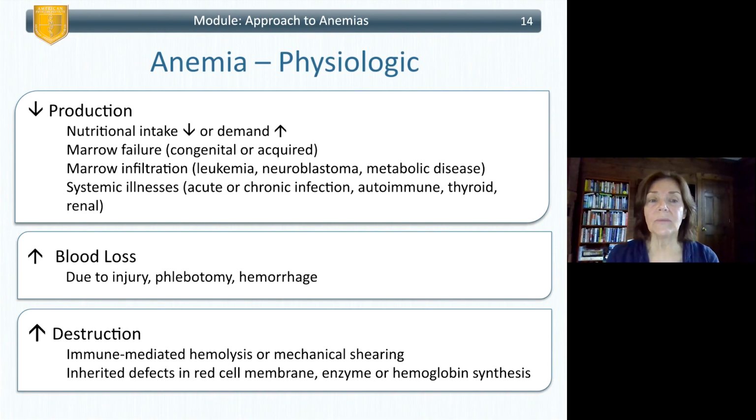When we're considering blood loss, is this due to injury from excessive phlebotomy or hemorrhage? And when we think of anemia due to increased destruction, we split it out into immune-mediated hemolysis or mechanical shearing, or actually inherited defects in the red cell membrane, the red cell enzymes, or in the red cell hemoglobin synthesis.